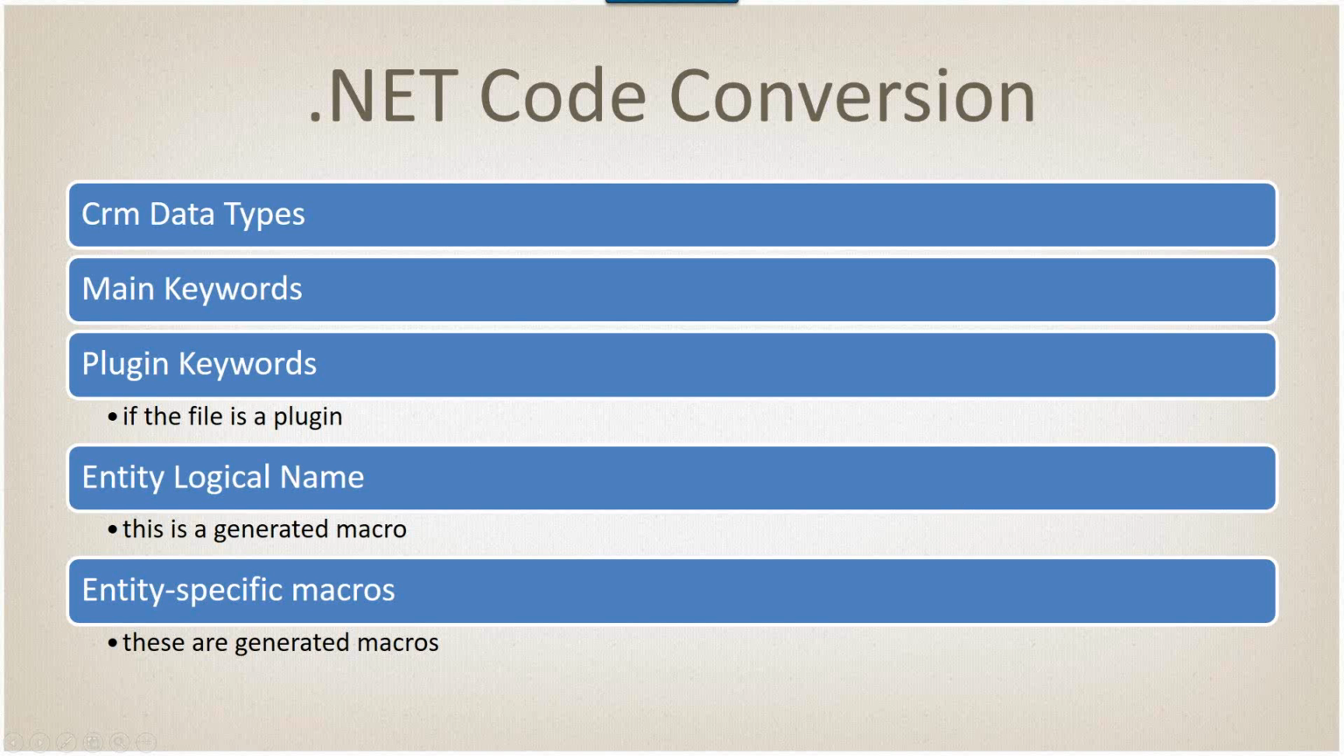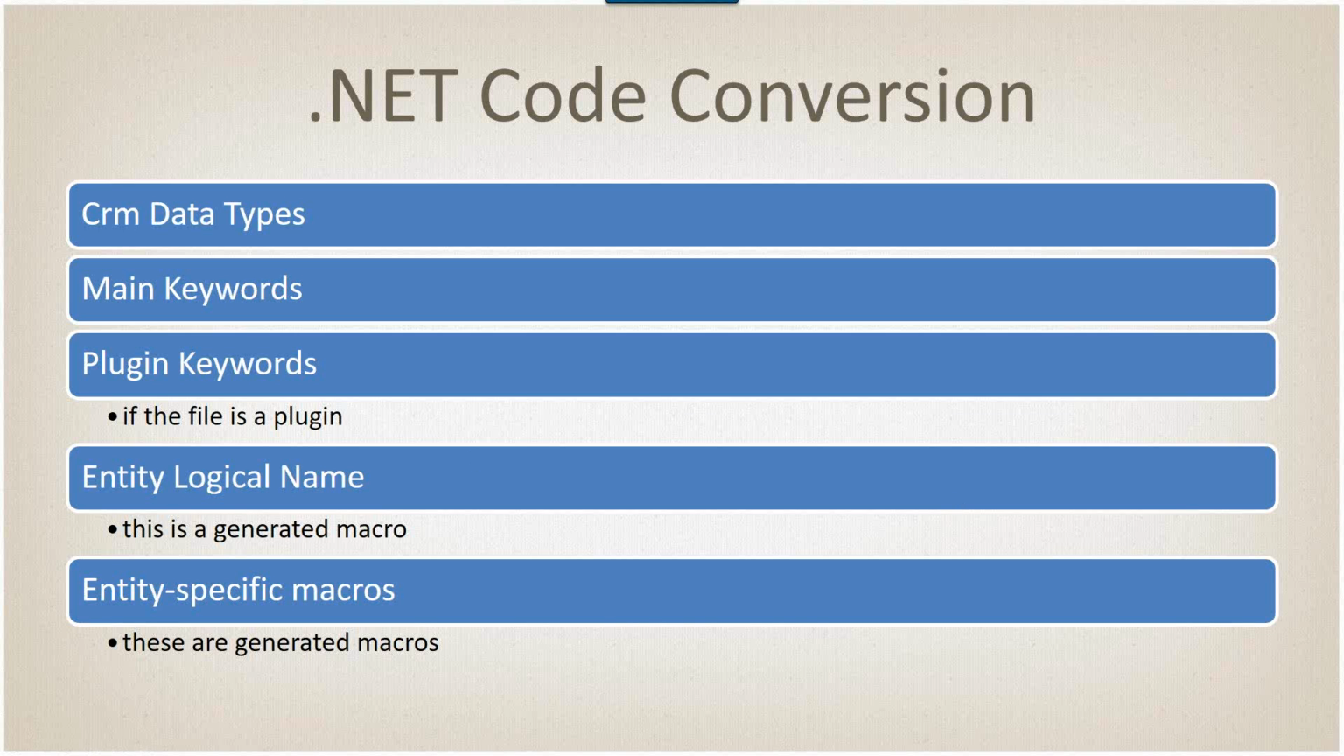Okay, let's get into some .NET stuff. I spent a good bit of time upgrading several different installations, and here's kind of what I came up with. We have these major groups of things that we convert: CRM data types, some main keywords, plugin keywords, and then some changes in the way the entity and field names are referenced within either CRM 4.0 or above.